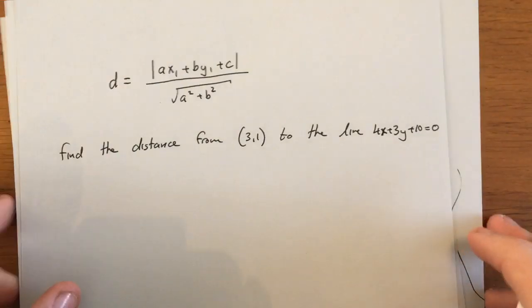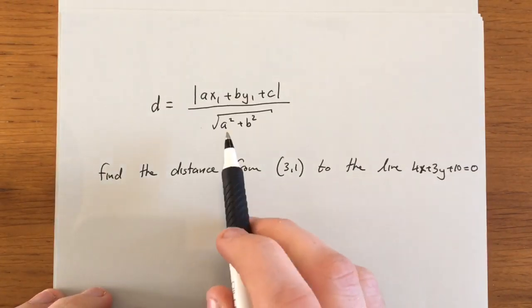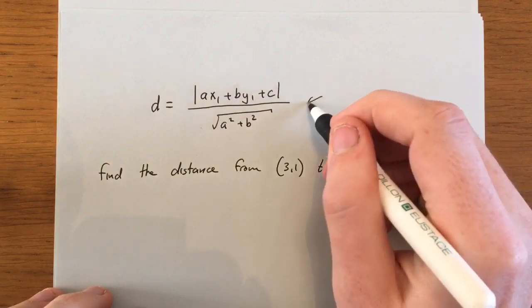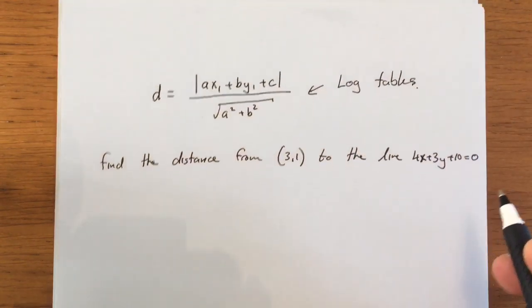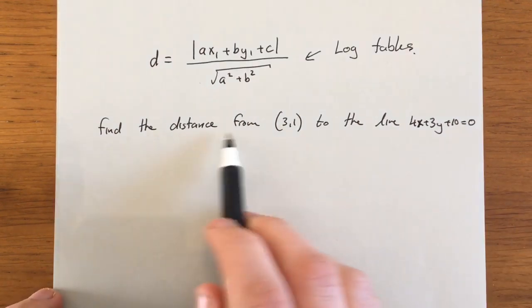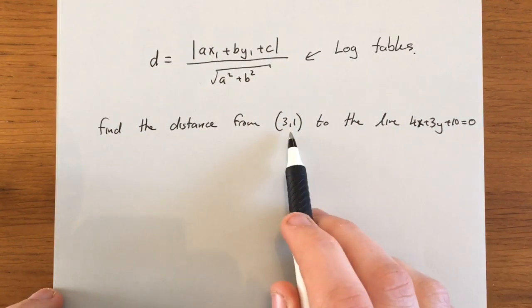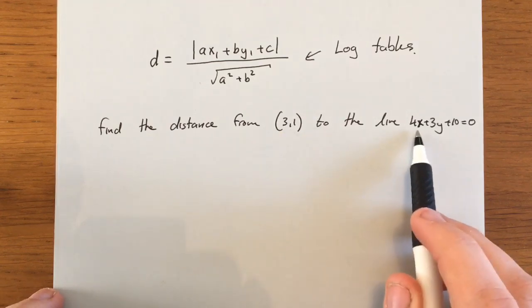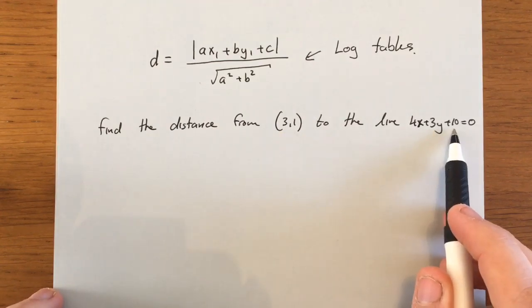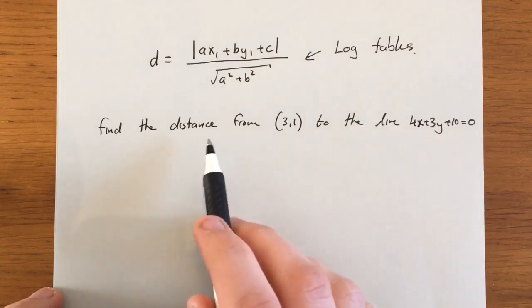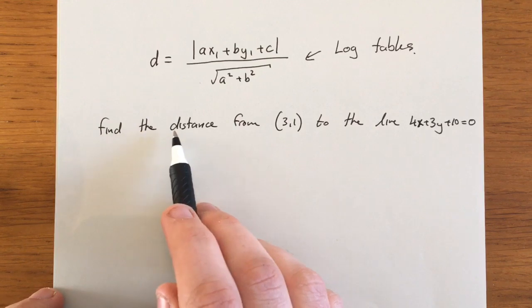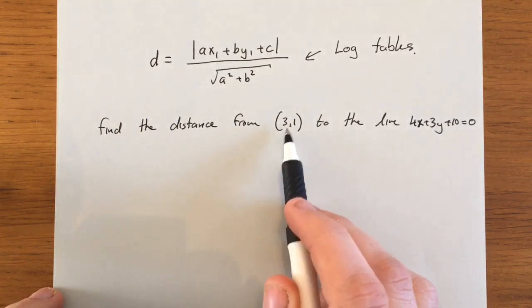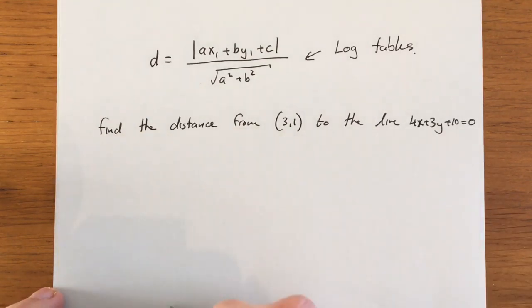Okay, so the perpendicular distance from a point to a line is this formula here, and this formula is in the log tables. What this formula does is, if we have a look at this question here, it says find the distance from 3, 1 to the line 4x plus 3y plus 10 is equal to 0. So what this does is it finds not just any distance, it finds the perpendicular distance from this point to this line.